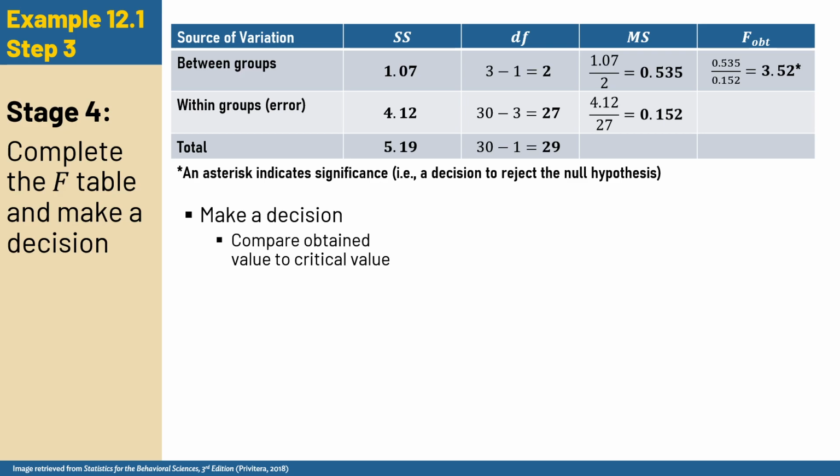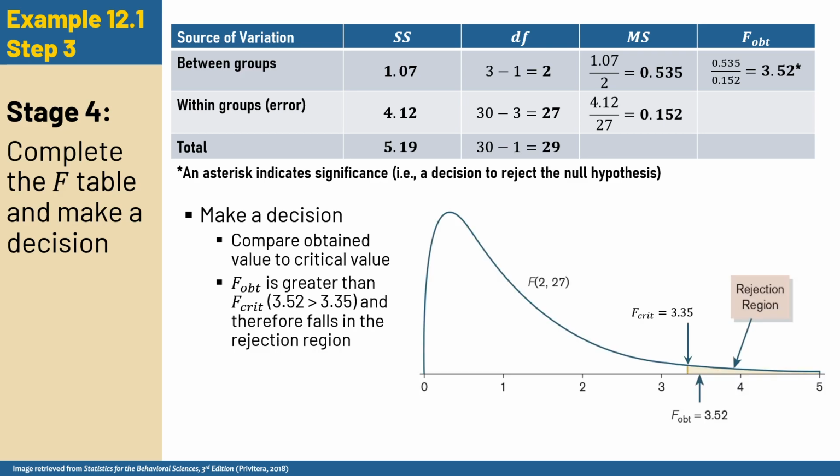Now we need to make a decision. So we'll compare the obtained value to the critical value. Our critical value, if you recall, was 3.35. Our obtained value of 3.52 is greater than that, so therefore it falls in the rejection region, and we decide to reject the null hypothesis. In other words, there is variance between groups here, right? That we're accepting our alternative hypothesis.